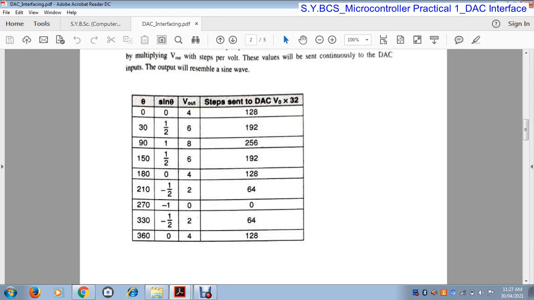Similarly, for theta 150, the sine theta is 1 by 2, the output voltage is 6 and the steps are 192. For 180 angle, the sine theta is 0, the output voltage is 4, and the steps are 128.